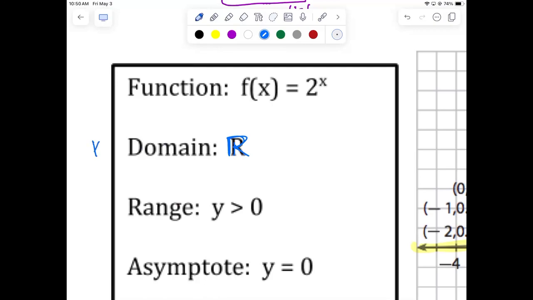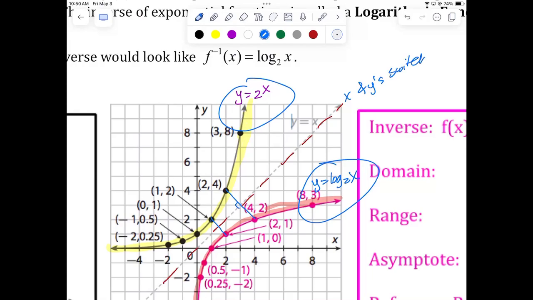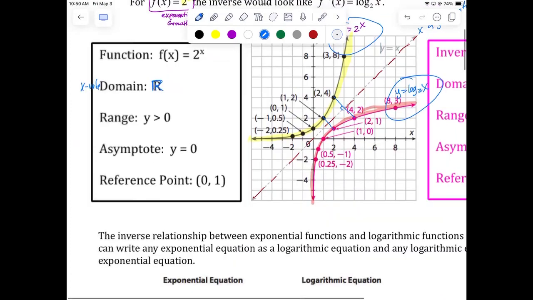Wait, the domain are the x values, right? What are we doing when we flip across the line y equals x? The x and y's switch. Yeah, I'll use your words. I was going to say flip. They switch. Okay? All of the x and y information switches.